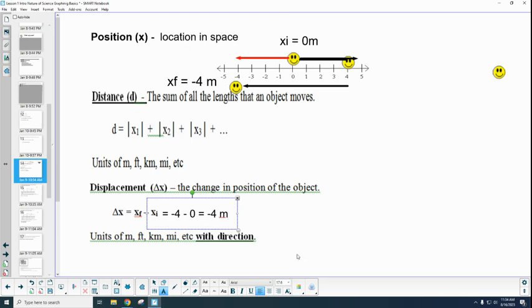So in actuality, even though the object went to the right first and then it went back to the left, the change in position is from where it starts to where it finishes. So it moved 4 to the left, or -4. The negative and positive indicates the direction, so that's really important in our description of motion. So common units for distance or displacement: meters, feet, kilometers, miles, just appropriate for the length. And then again, displacement is a vector quantity, so it deals with direction.